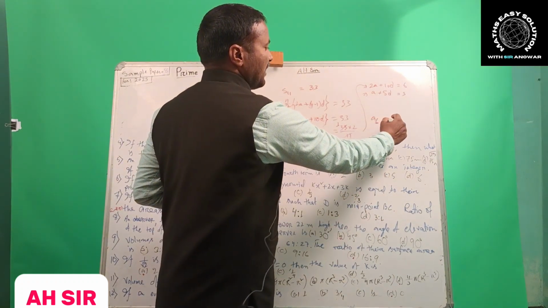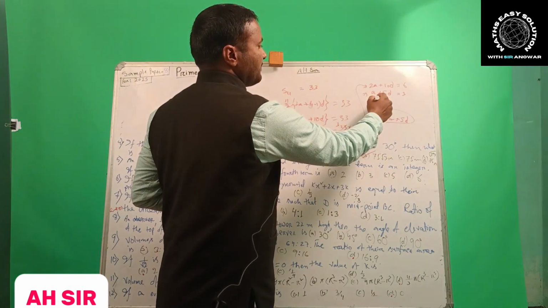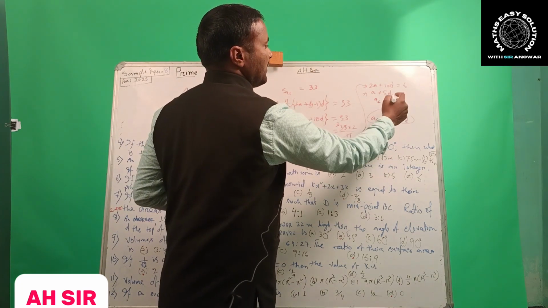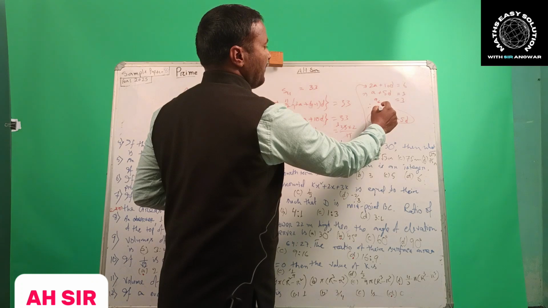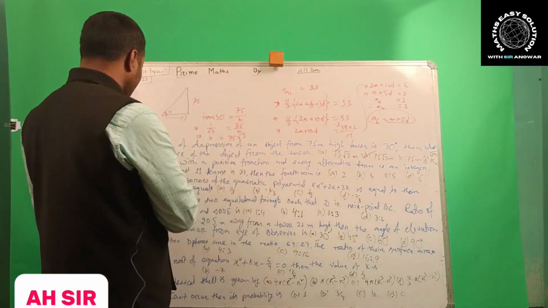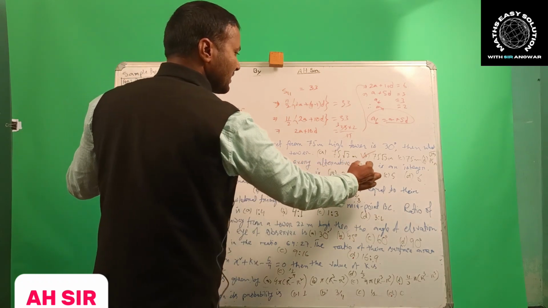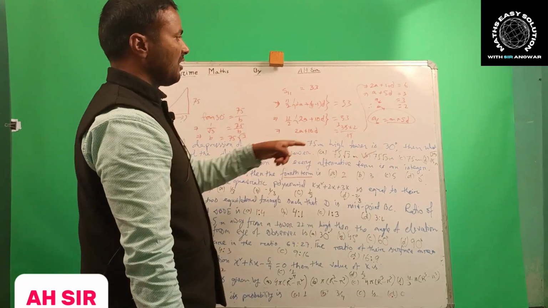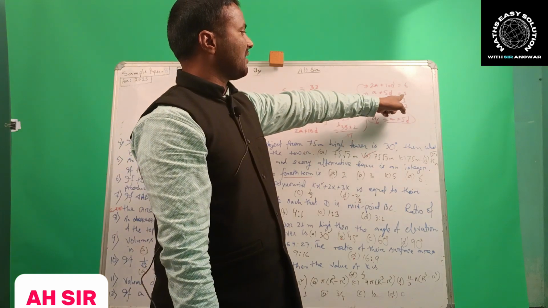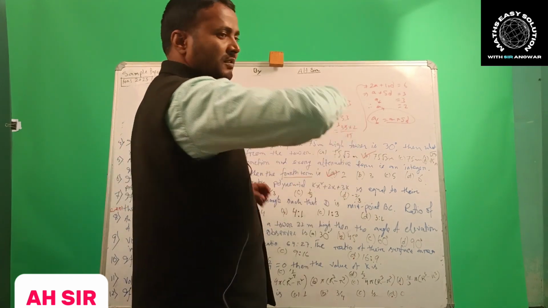a6 equal to what? a plus 5d. So this is the 6th term. a6 equal to 3. Therefore a4 will be 2. Because look at the question here, the 4th term they have to find. And every alternate fraction is an integer. Alternate fraction will be integer means if this one is 3, next will be 2. Simply the answer is 2.